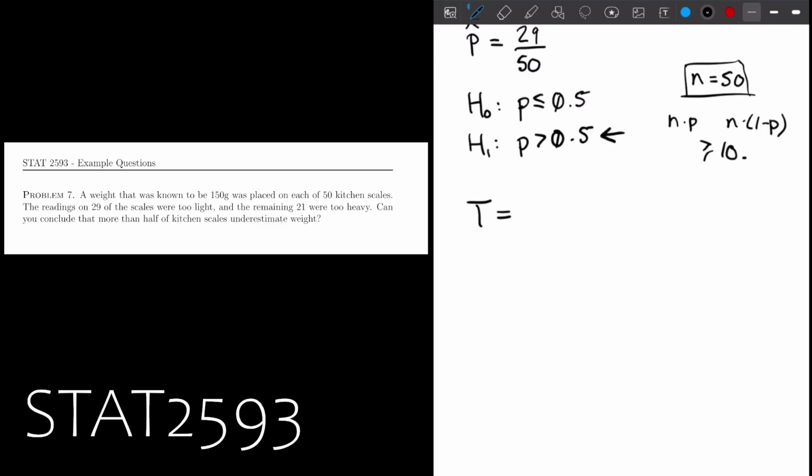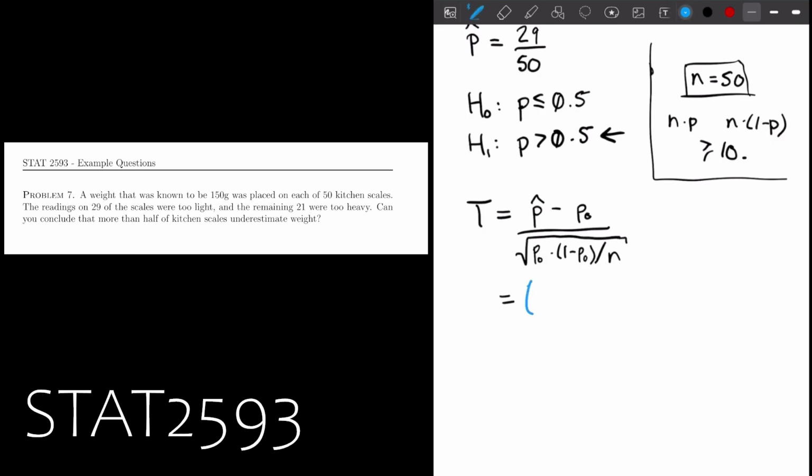And so in our case, we're probably okay to use the normally distributed approximation, right? And so then in that case, what we do is we take p hat minus p naught divided by the standard error, right? Which, if the null hypothesis were true, is going to be the square root of p naught times 1 minus p naught divided by n, right?